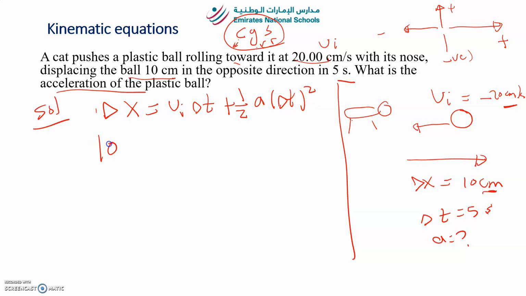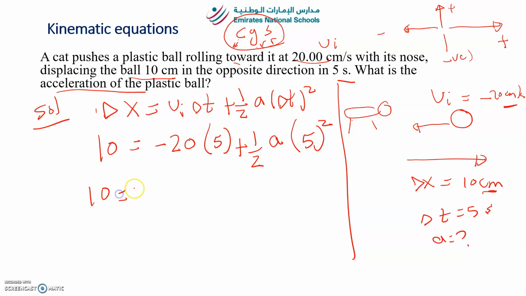Delta x is 10, V initial is negative 20, delta t time is 5, plus half. I don't have the acceleration, so I keep it as it is, a. Delta t squared, 5 squared. So here I have 10. Here I have negative 100 plus 5 squared, 25. 25 divided by 2 is 12.5 times a.